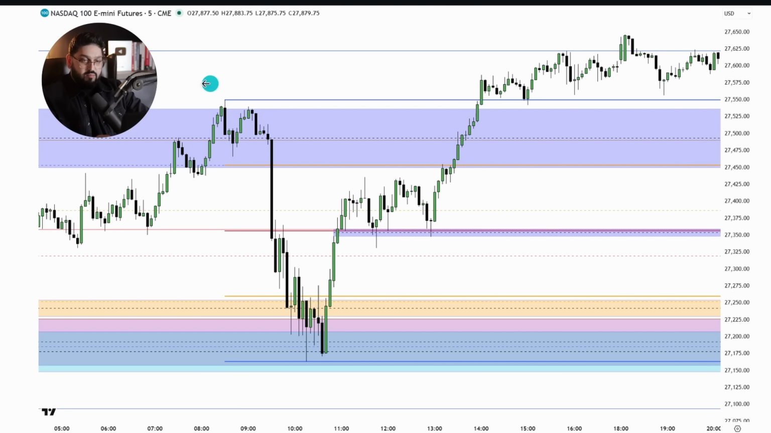Where's it going to go? Buy side liquidity that was engineered in the morning session, because that's again what the lunch macro is designed to do, and ultimately the dealing range high.